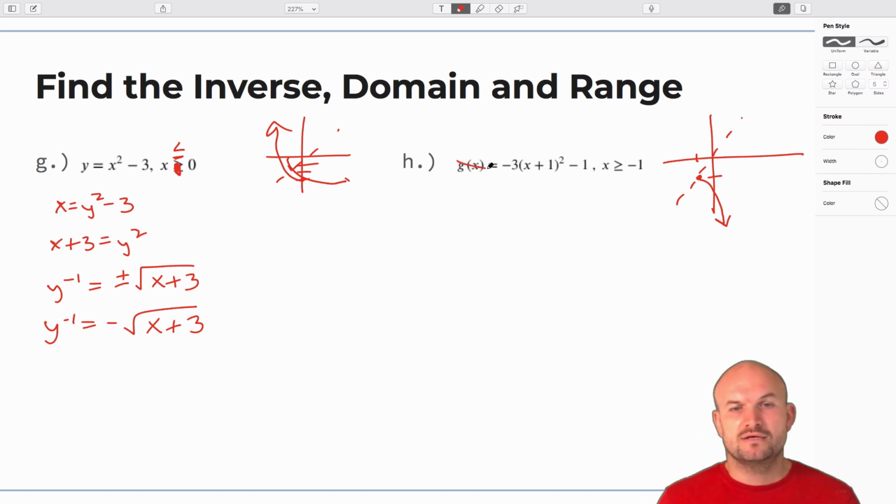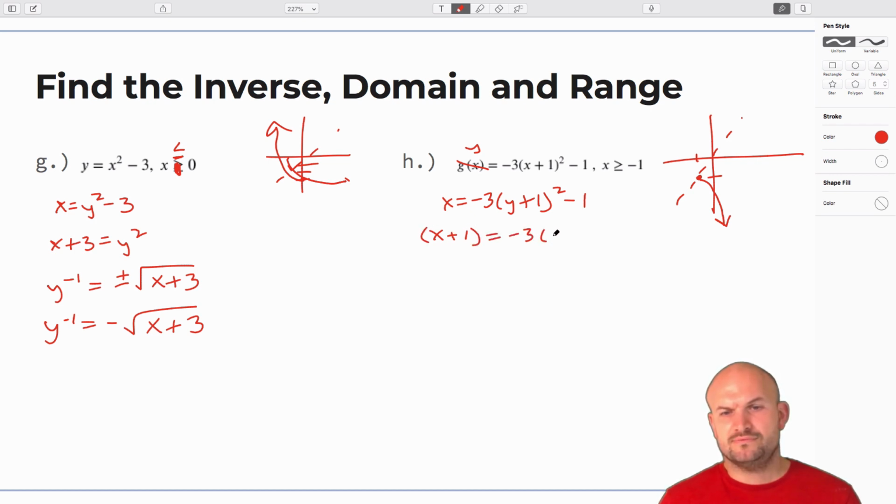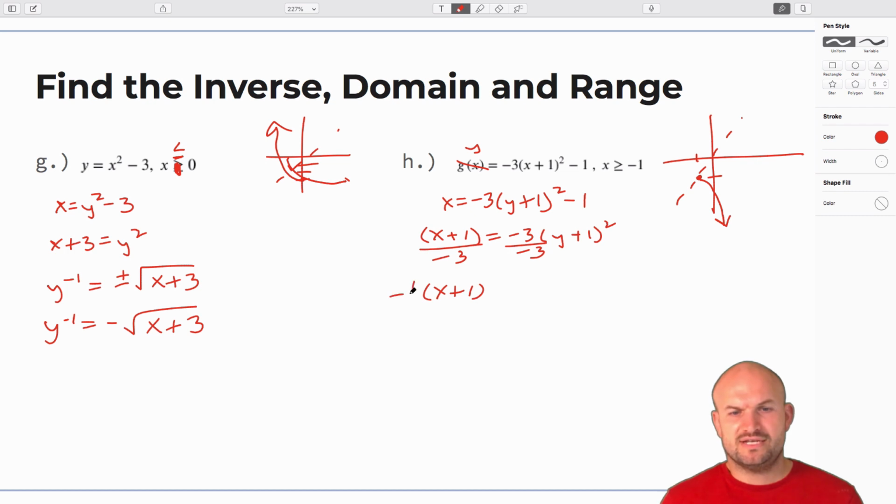So let's go ahead and swap the variables and actually solve this one. So this one is x equals a negative 3 times y plus 1 squared minus 1. So I have an x plus 1 equals negative 3 times y plus 1 squared, divide by negative 3. So that's going to be reflection, so that works. Let's do this as a negative 1/3 times x plus 1 equals y plus 1 squared. Let's square root.